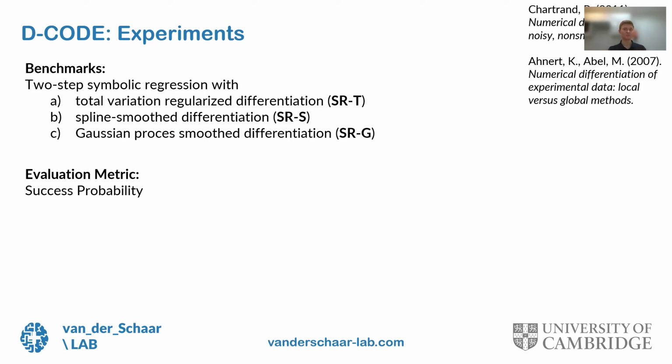So we compared DeCODE mainly with three variants of the two-step symbolic regression, each with a different derivative estimation algorithm. And for fairness of comparison, we use genetic programming as the optimization algorithm in both DeCODE and all these three benchmarks. The main evaluation metric we used was the success probability, so the probability that the correct functional form of the equation was discovered.